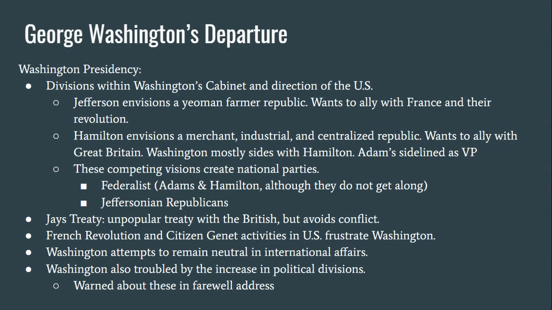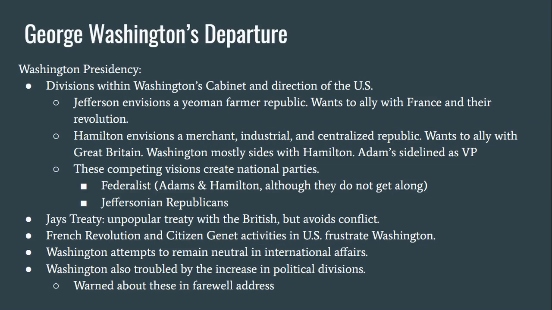However, several difficult issues sprung up during his tenure that would have great influence on the difficulties in the John Adams presidency. One of the major issues was disagreements about what direction the country should take. On one side was Jefferson, who envisioned a yeoman-farmer republic with a decentralized federal government. He also wanted the U.S. to ally with France in their revolution, believing it was an extension of the American Revolution.